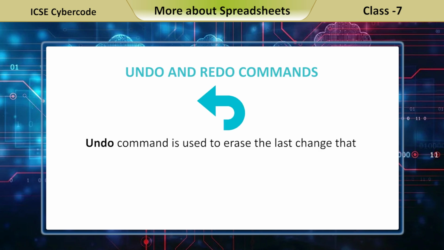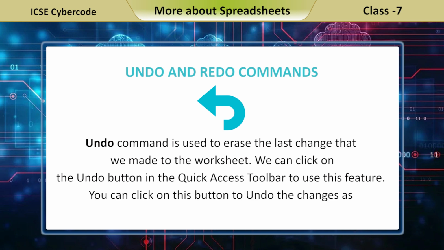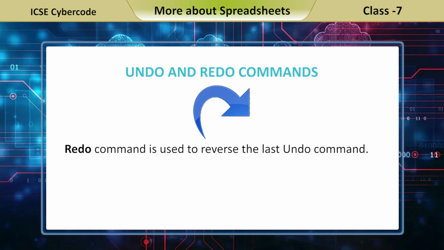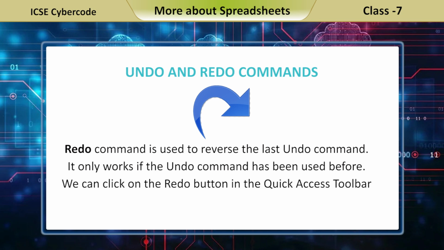Undo command is used to erase the last change that we made to the worksheet. We can click on the Undo button in the Quick Access toolbar to use this feature. You can click on this button to undo the changes as many times as you want. Redo command is used to reverse the last undo command. It only works if the undo command has been used before. We can click on the Redo button in the Quick Access toolbar to use this feature.